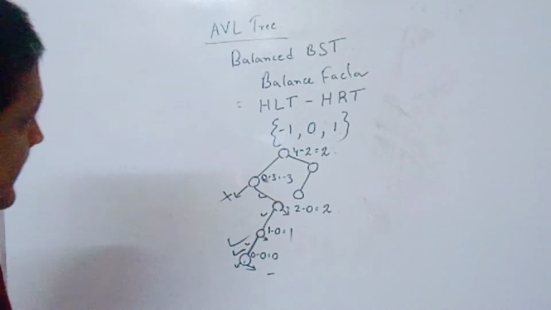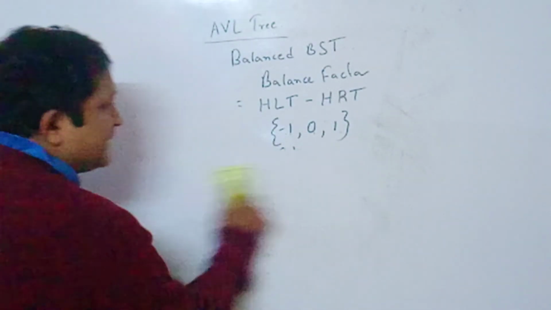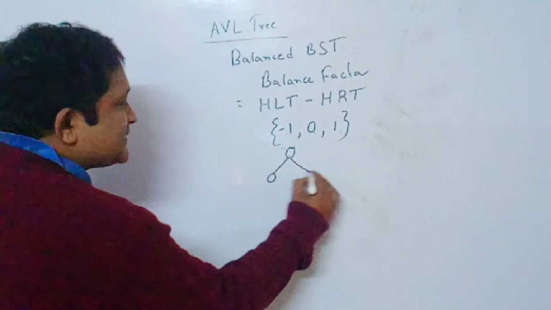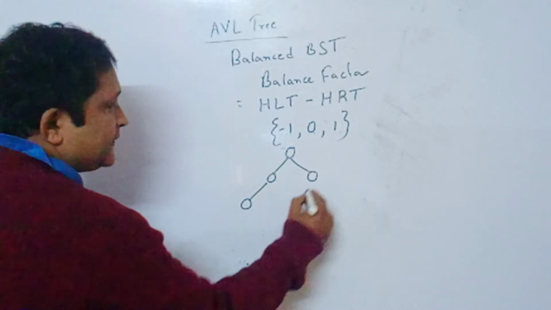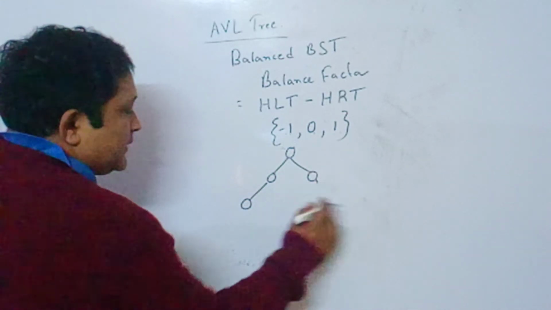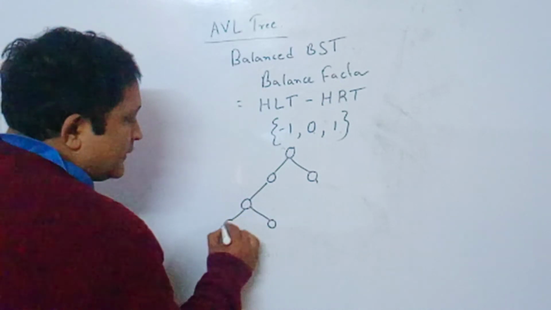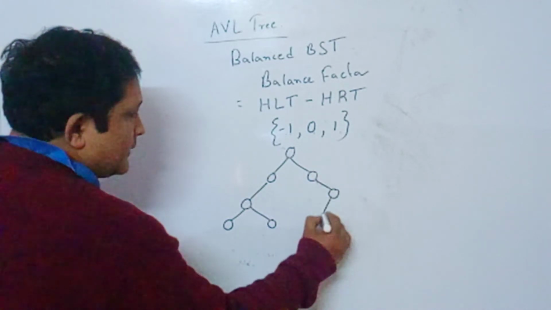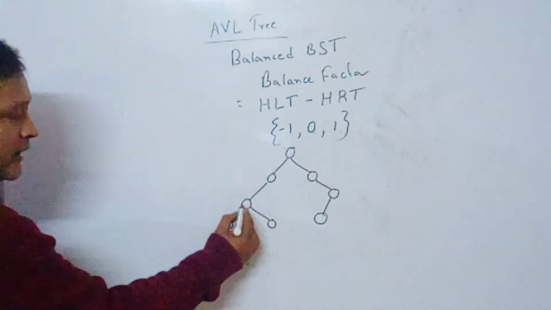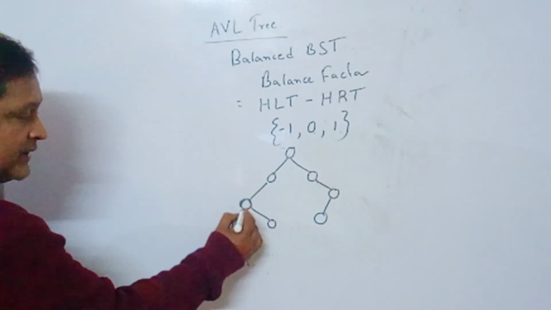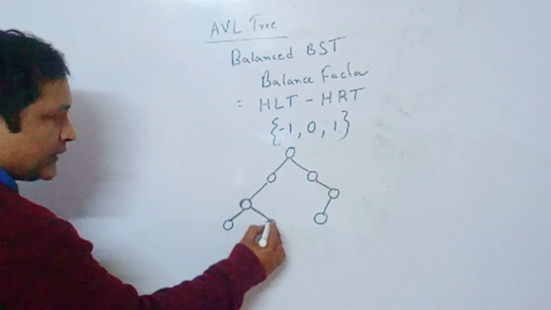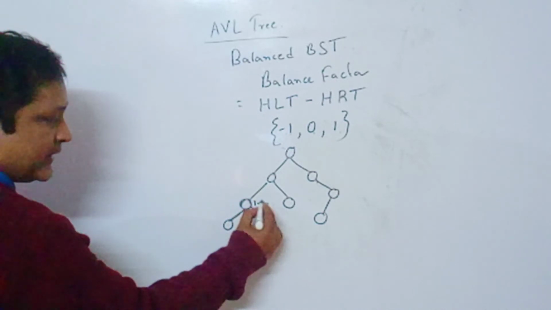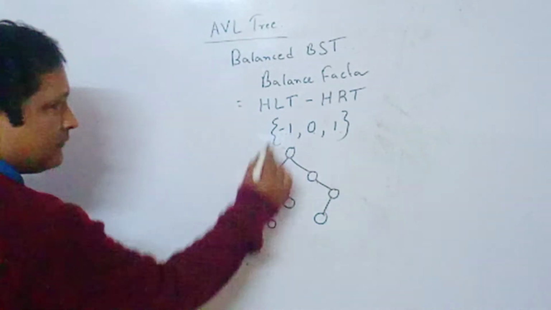And what is balanced? For example, the balanced tree is this. We can say a perfect binary tree is a balanced tree, as well as this is also a balanced tree. Suppose we have this. Now see, for this particular node, we can say this is balanced because the height of the left subtree is 1, the height of the right subtree is 1. So we have 1 minus 1 equal to 0. So it falls under minus 1, 0, plus 1.